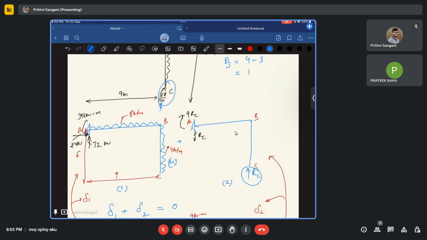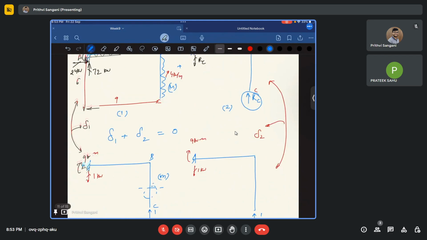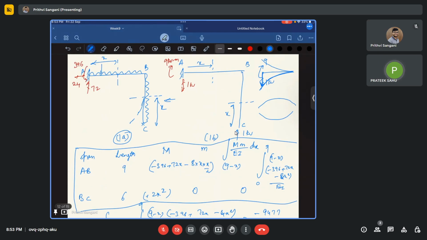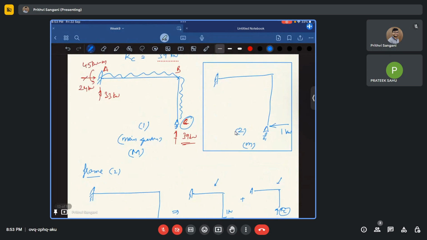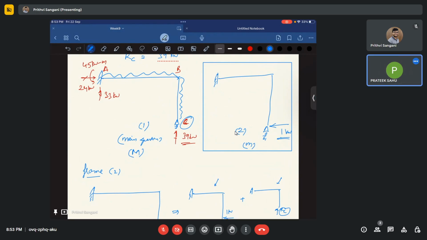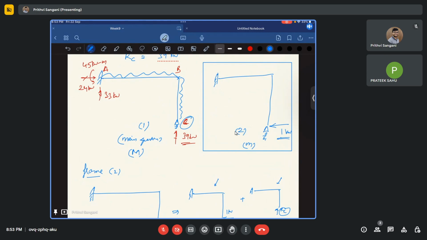For this question, we removed support C, applied RC as a redundant force, and made the compatibility condition there. Correct? So in this also, to find the horizontal displacement, we apply a unit load at support C, which is 1 kilonewton. Again that is acting on an indeterminate structure, so again we need to find the support reactions.